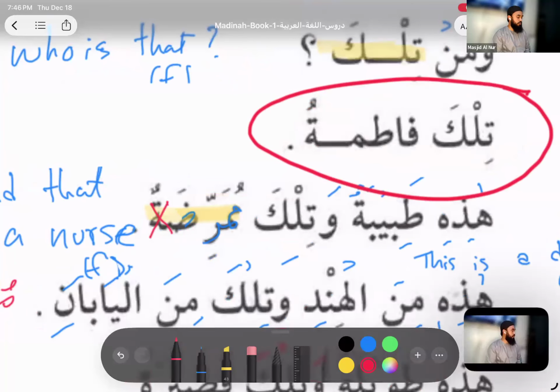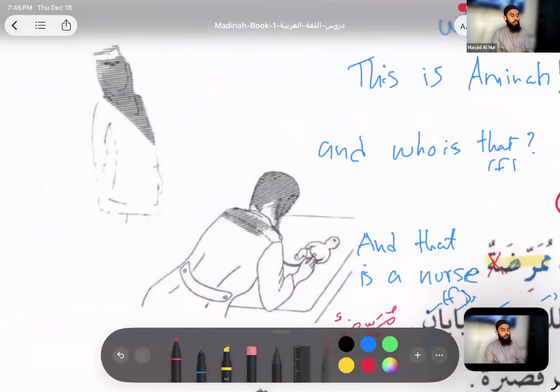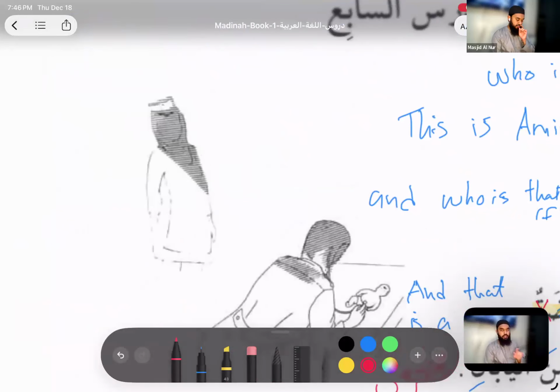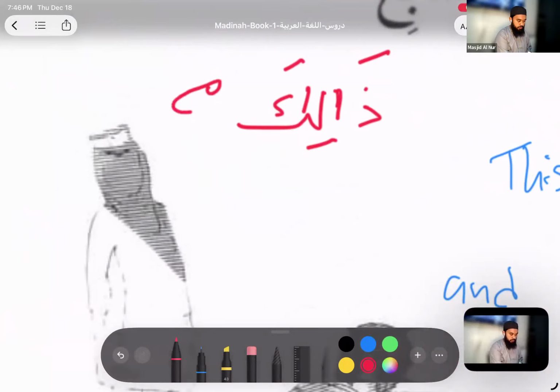Tilka Fatima. تلك فاطمة. Fatima too. Okay. We've established that. Now, if we were to say the same thing with Muhammad, you're not going to say tilka, obviously. You're going to say ذلك محمد. What am I doing, subhanAllah?